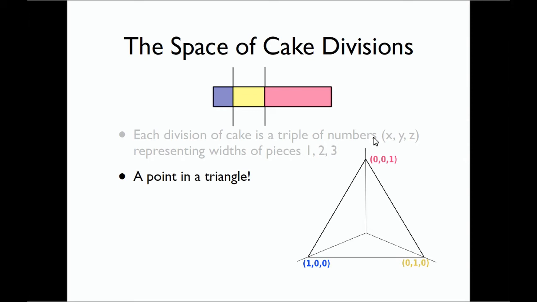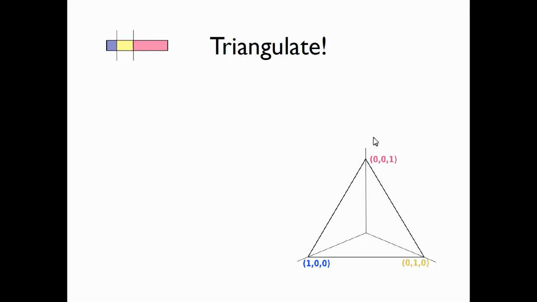Are you with me? And along the bottom, where the z-coordinate is 0, that's where the third piece is empty, but the other two pieces have some of the mass. Are you with me? Okay. So every point in this space, every dot in this triangle is a division of cake. If I point right here, that corresponds to a division of cake. And here, because its z coordinate is bigger, the third piece is larger. So what we've done is, if you like to think about it this way, we've parameterized the space of divisions using this triangle. Okay, great. So what's the idea here to show that there is an envy-free division of cake for any set of players with reasonable assumptions on their preferences?